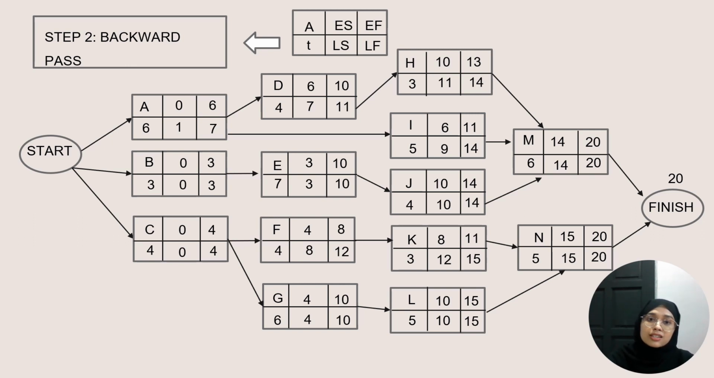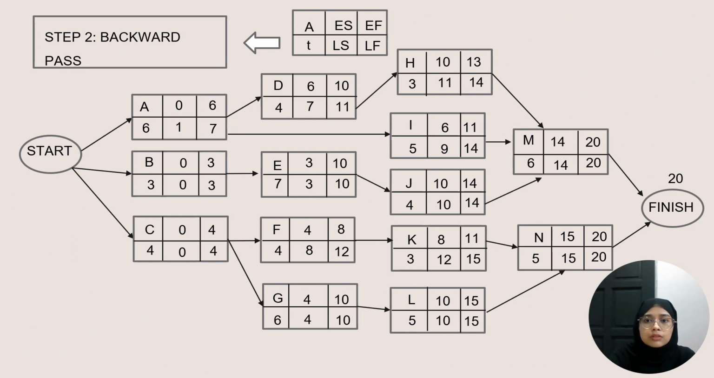So let's take a look at activity K. The latest start time is 15 minus 3, and we get the answer 12. For activity L, the latest start time is taken from activity N, such as 15 minus 5, which gives 10. Okay, now G only has one successor, which is activity L. So the latest finish time for G will be the latest start time for L, which is 10. And the latest start time will be 10 minus 6, which gives 4 for the latest start time of activity G.